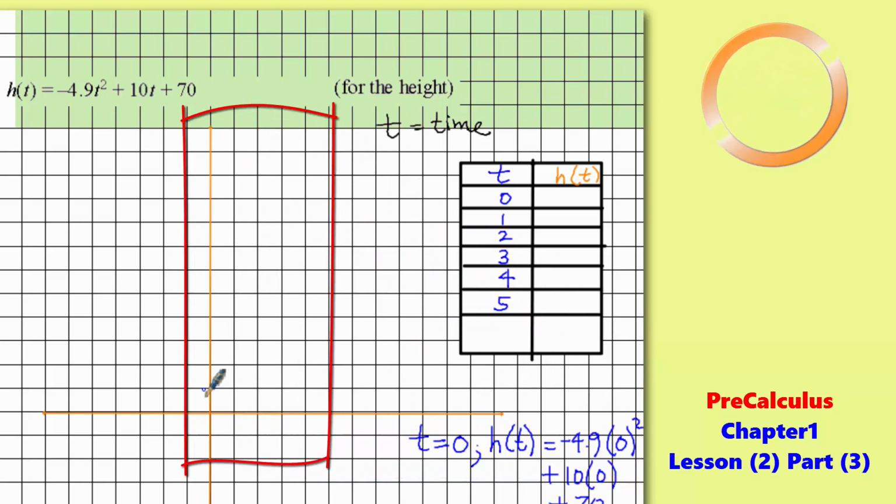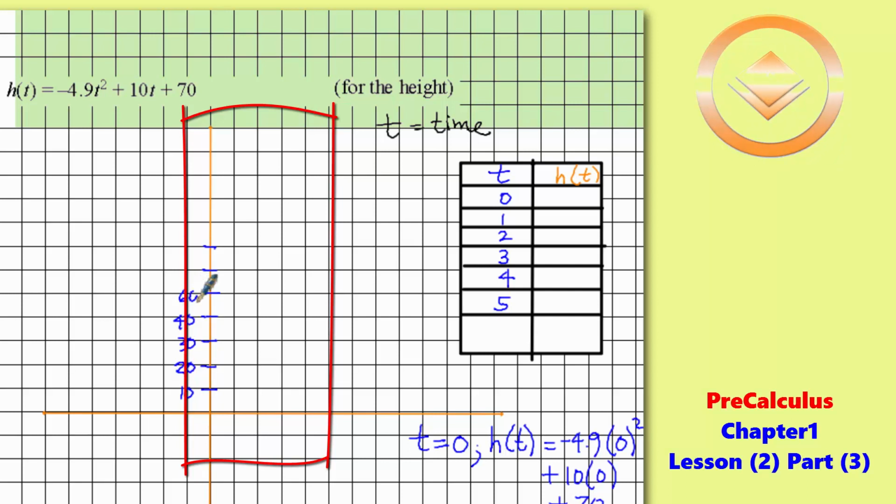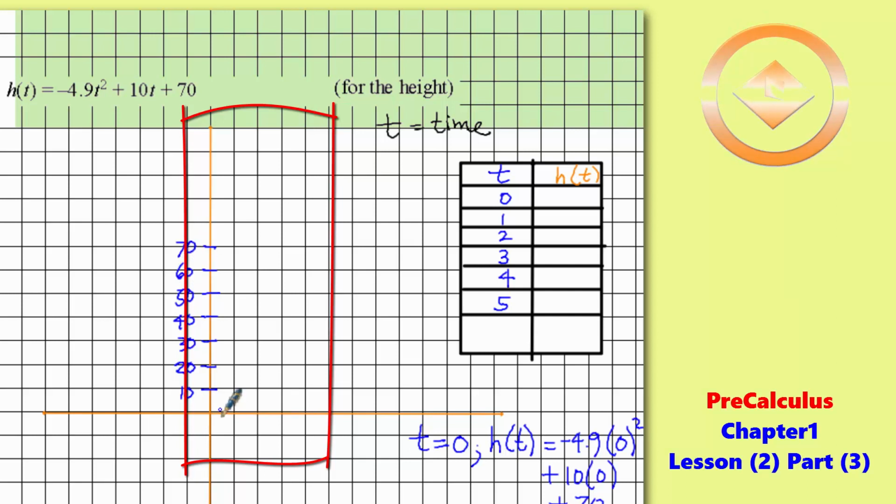Let's say these are scales of 10. So we have units of 10 here: 10, 20, 30, 40, 50, 60, 70. So if our t is equal to 0, our height would be at 70.